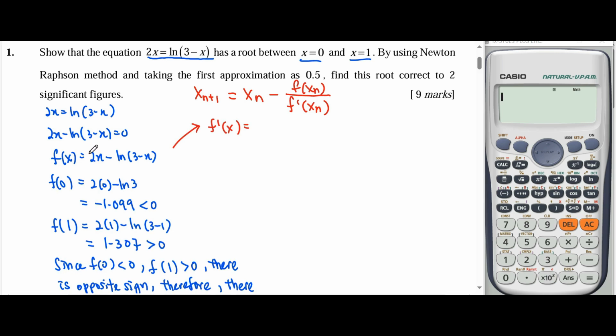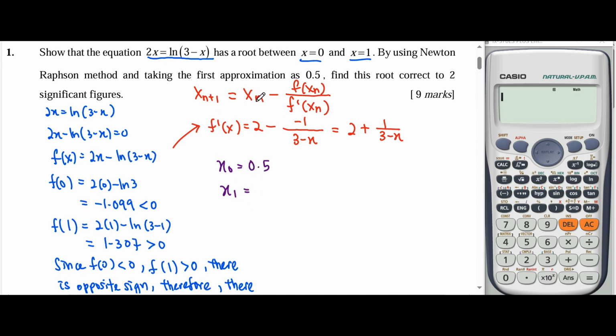To differentiate 2x, we get 2. To differentiate ln(3 minus x), we get 1 over 3 minus x, and we differentiate the inside: differentiating negative x, we get negative 1. So our differential function is 2 plus 1 over 3 minus x. Then we can start calculating. Plug into our formula with the x0 given here. The first approximation is 0.5.